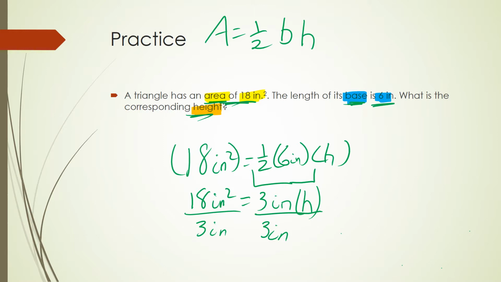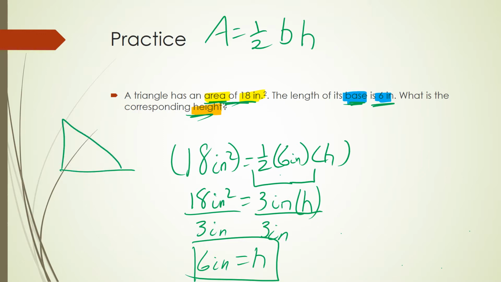So 18 divided by 3 is 6. So that'll be 6 inches is equal to the h. That means the height is 6 inches. So whichever triangle this is, it could be a right triangle or anything else. I like to go ahead and just draw them as right triangles, makes it a bit easier. So I have my h, and I have my base, and I have my area. So I have 18, that would be equal to 6. And so now we know that h is equal to 6.